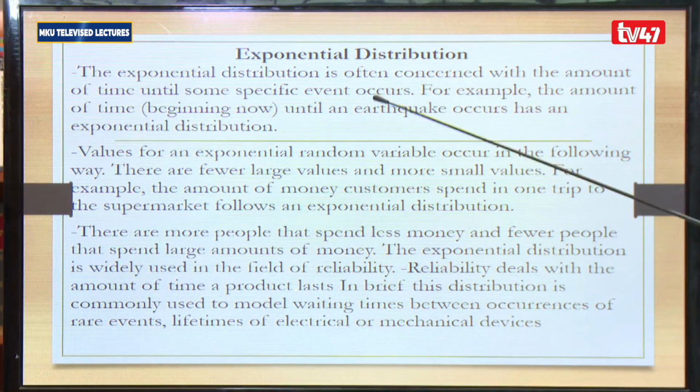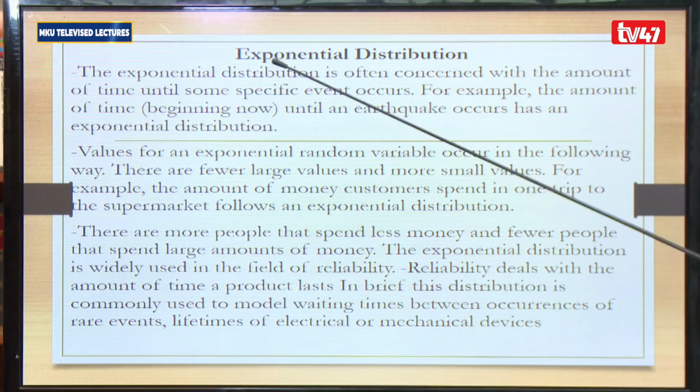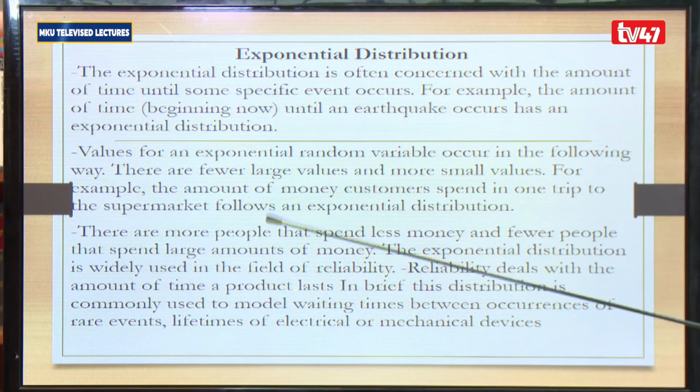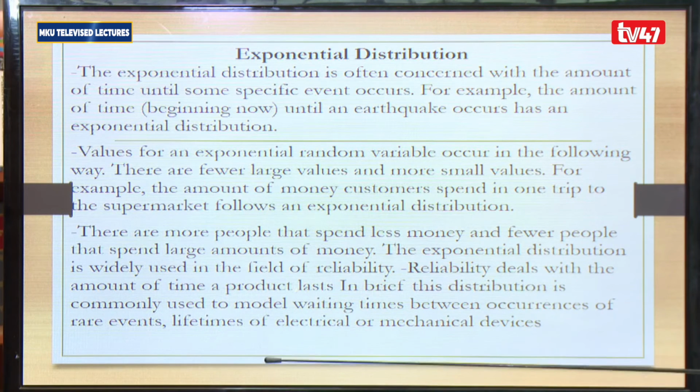We also have the exponential distribution as one of the continuous distributions. It is often concerned with the amount of time until some specific event occurs. For instance, the amount of time beginning now until an earthquake occurs. Then, values for an exponential random variable occur as follows: there are fewer large values and more small values.